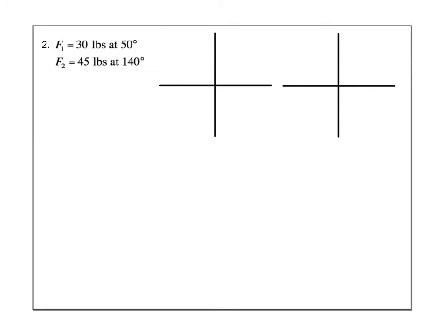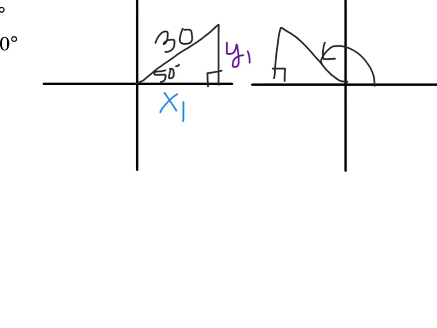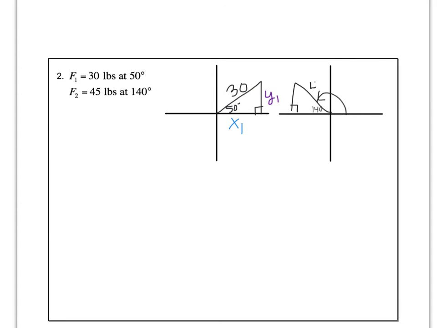So in this next one, the first one is in the first quadrant. So at 50 degrees, we know that the magnitude is 30 pounds. We're going to find x1, and we're going to find y1. The second one is in the second quadrant, so that's where 140 would go. So I'll put 140 in here. And then the magnitude is the hypotenuse, that's 45. And we are going to find the horizontal component and the vertical component.